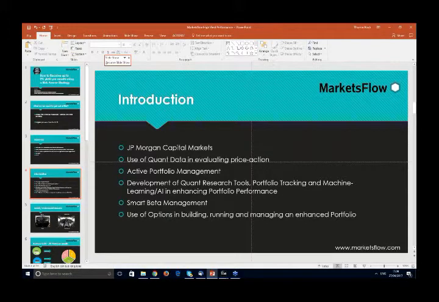I also like to look at smart beta, so we are looking for stocks or securities which have higher beta but low volatility, and the key there is a cycle or a stock may go out of fashion. So this is relative, but we are trying to identify smart beta stocks at any given time. And finally, I use options heavily in building, running, and managing a portfolio. Now, a portfolio may include stocks, but we marry the function of options along with stocks.